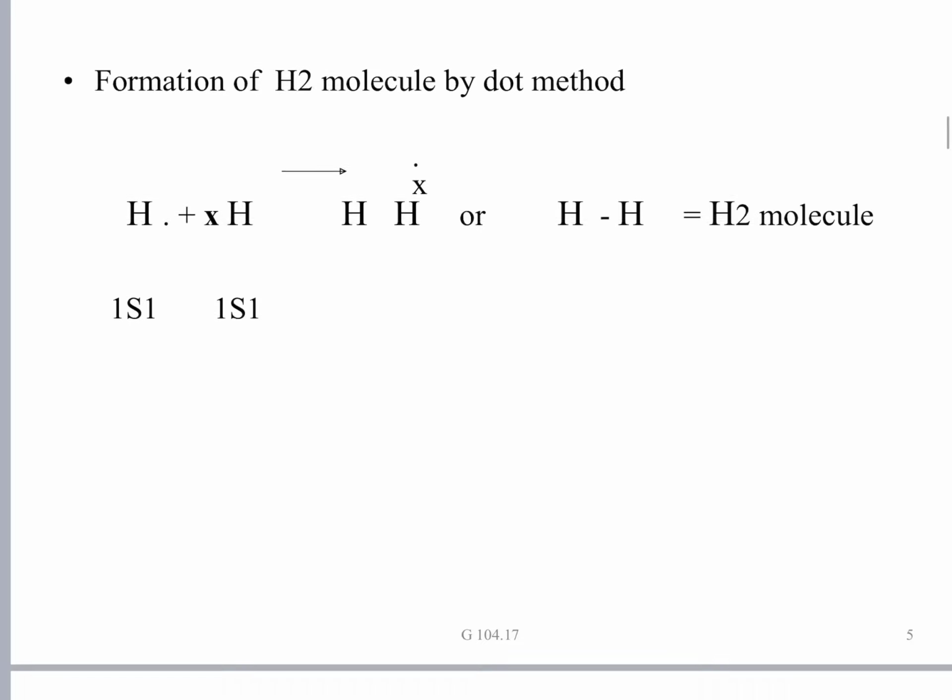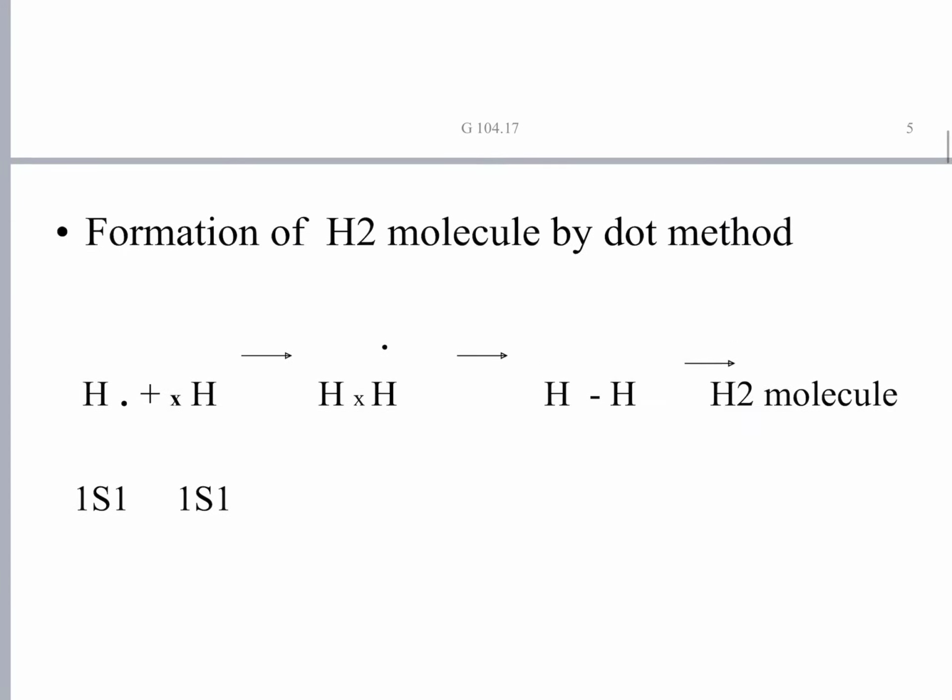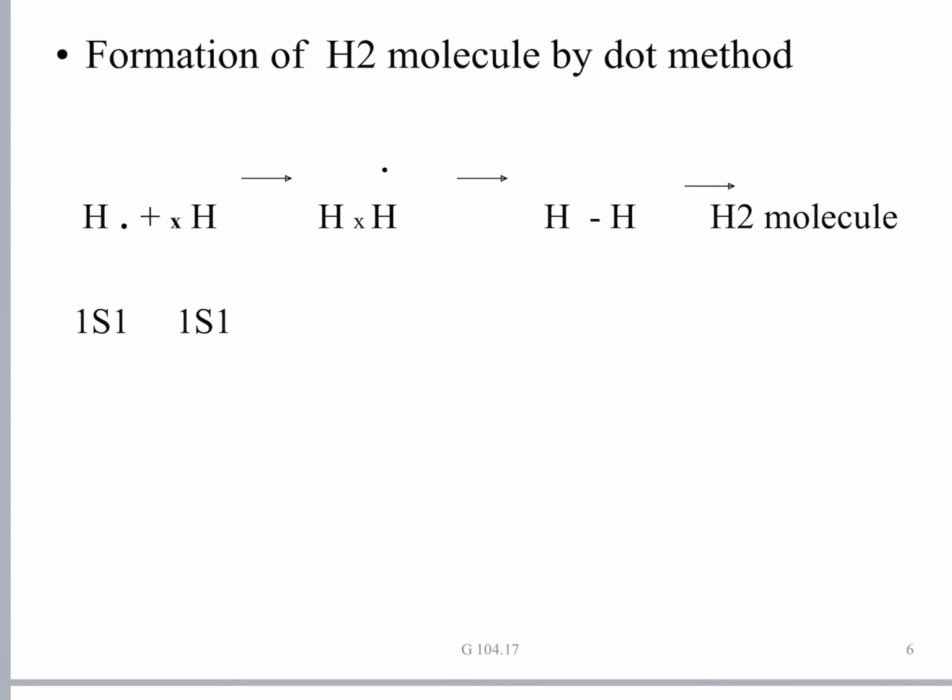Next we will see the oxygen molecule. The formation of the hydrogen molecule by the dot method is shown again. The electron of one hydrogen atom is shown as a dot, and the electron of the other hydrogen atom is shown as a cross. This is called the Lewis dot method, used to differentiate between the electrons of different participating atoms. But originally, there is no differentiation between the electrons.